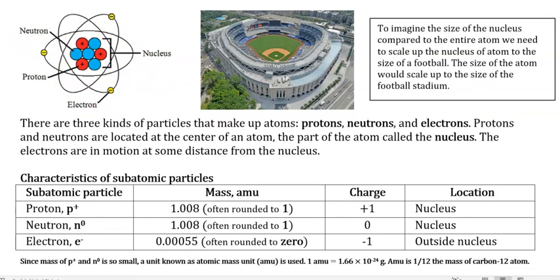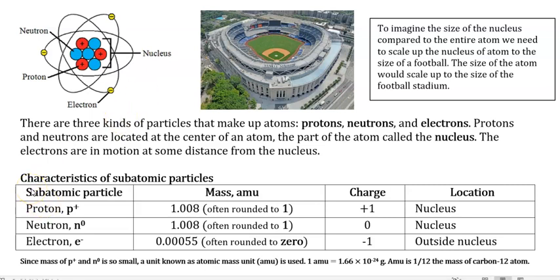The nucleus is very small compared to the size of the whole atom. To imagine the size of the nucleus compared to the entire atom, we need to scale up the nucleus of an atom to the size of a football. The size of the atom would scale up to the size of a football stadium. So the nucleus is a very small and heavy part of an atom in the middle of the atom, and electrons move around the nucleus.